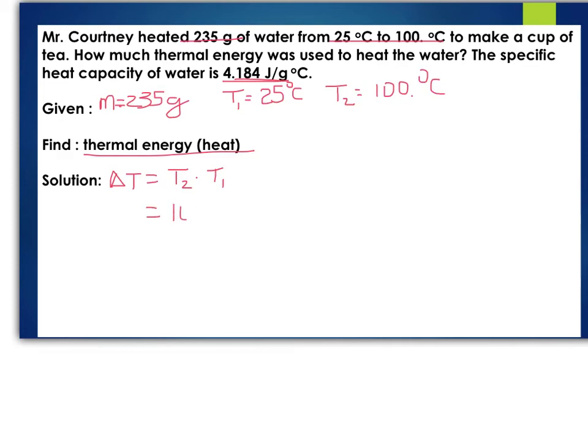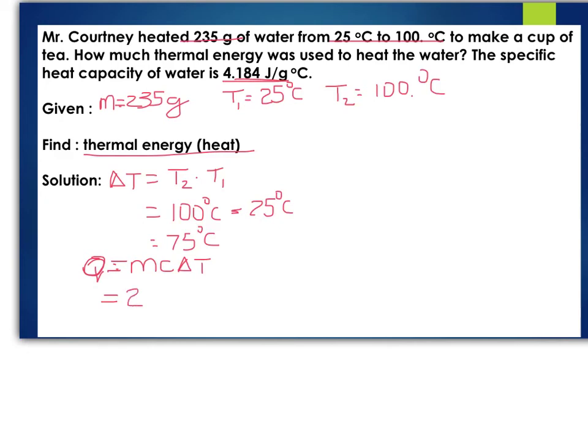So we take T2, 100 degrees Celsius, minus 25 degrees Celsius. That gives us 75 degrees Celsius. So now we can solve for Q. Q is equal to m c delta T. Notice I'm writing my equations still. I'm showing what I'm calculating. So here I know I'm calculating Q.